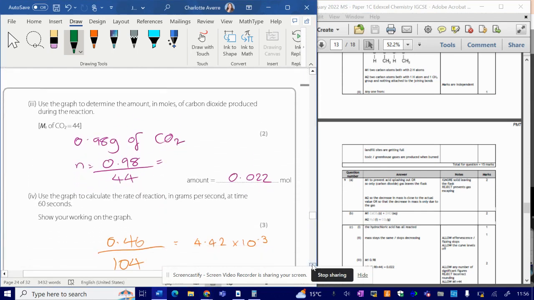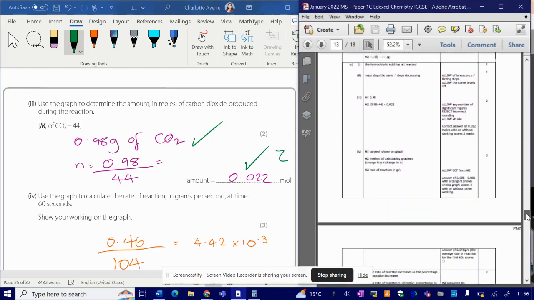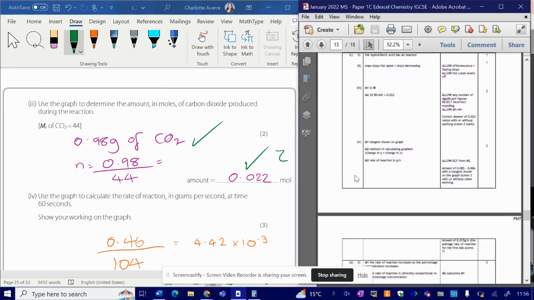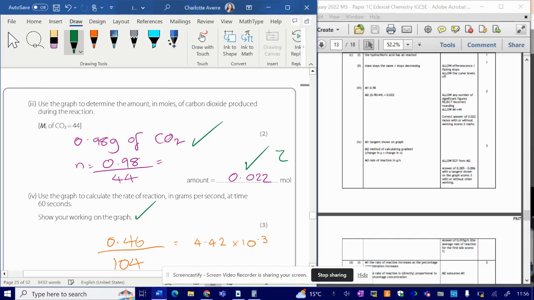Okay, mark 1 for correctly calculating the 0.98 from your graph. Mark 2 for the number of moles. No problems there. Okay, 1 mark for the tangent being shown on the graph, which I did. 1 mark for calculating the gradient, change in y divided by change in x. And 1 mark for the rate of reaction.